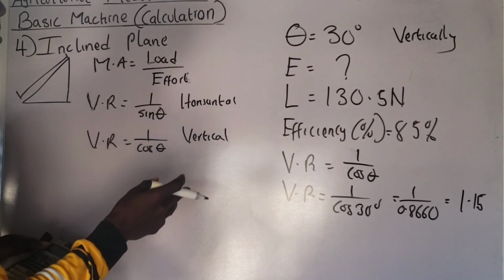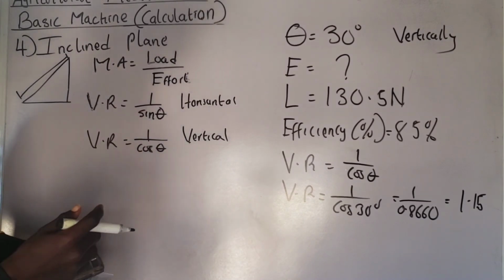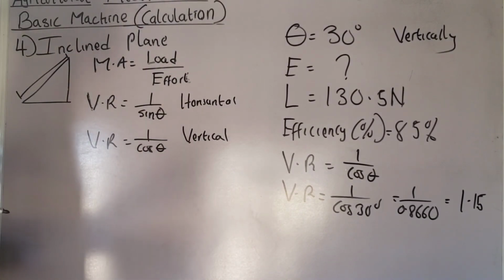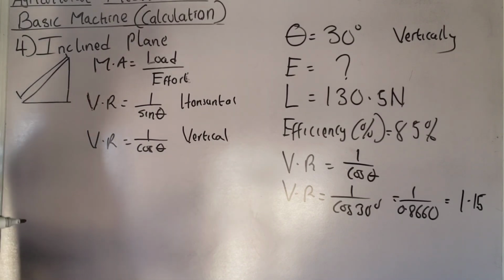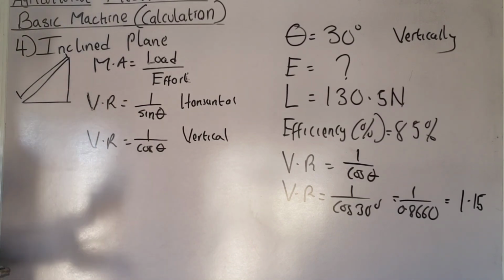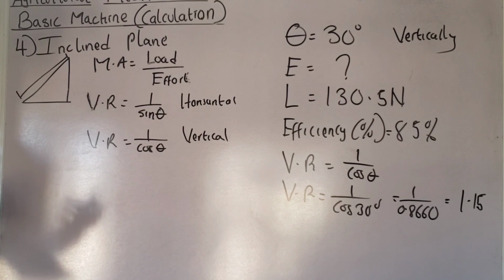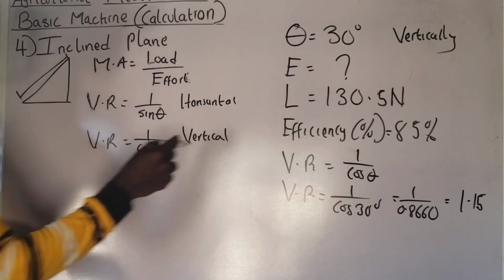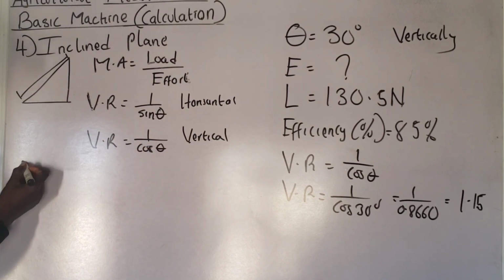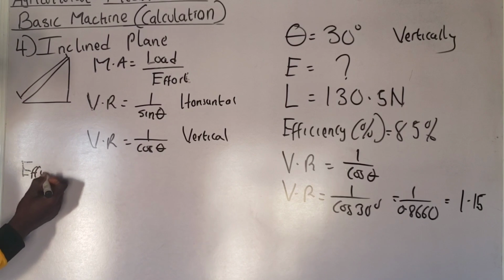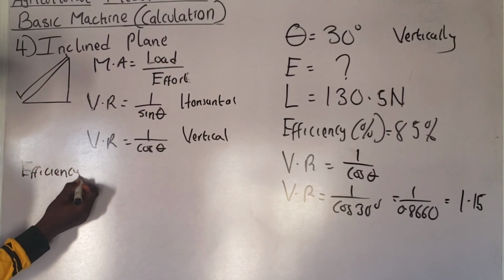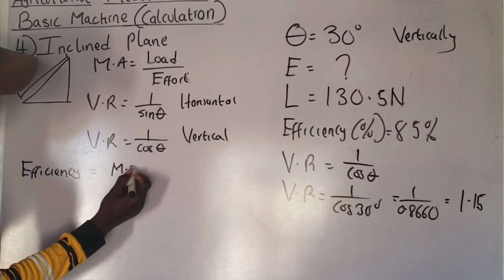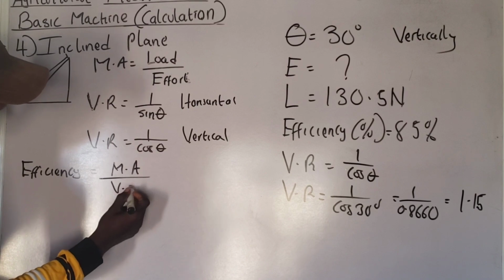Now, having determined the velocity ratio, we can determine the mechanical advantage. Then from there, we can calculate the effort. You understand? The mechanical advantage is what? Is unknown. And we have been given that the efficiency is what? 85%. And we know that efficiency equals to what? Mechanical advantage all over velocity ratio. You understand? Mechanical advantage all over velocity ratio.